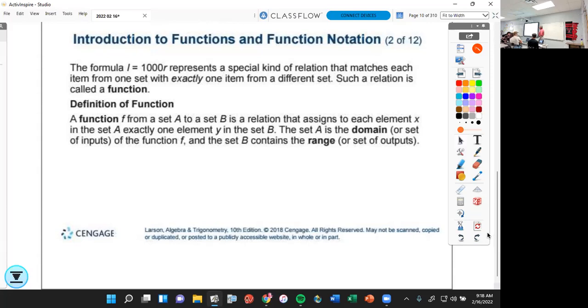Okay. A function f from a set A to a set B is a relation that assigns each element x exactly one element. So if there's a 1-to-1 relationship, for every x there's only one y, that makes it a function, right? Domain is the x values, range are the y values. Domain is the input, range is the output.